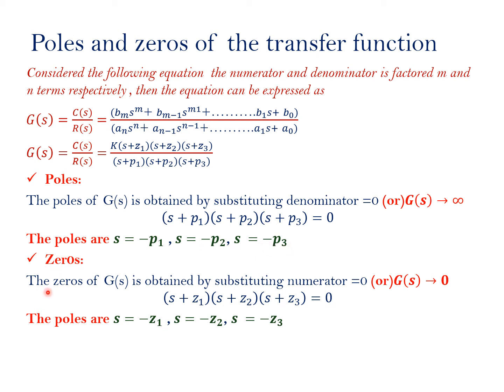And next, find the zeros. The zeros of G(s) are obtained by substituting the numerator equal to 0, or G(s) tends to 0. So (s + z1)(s + z2)(s + z3) = 0. The zeros are s = -z1, s = -z2 and s = -z3.